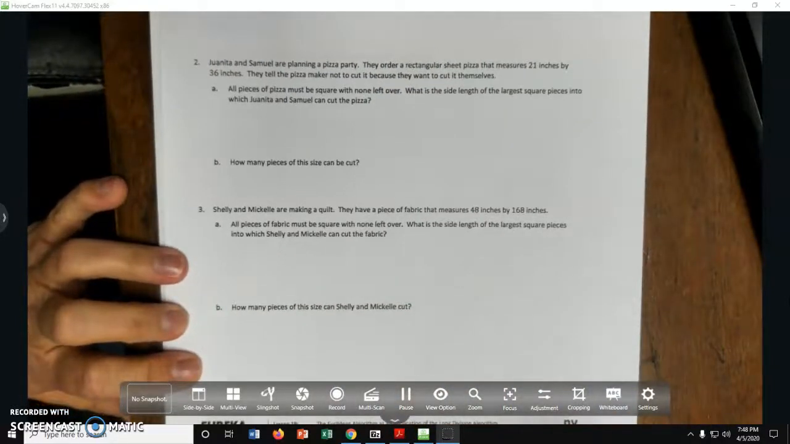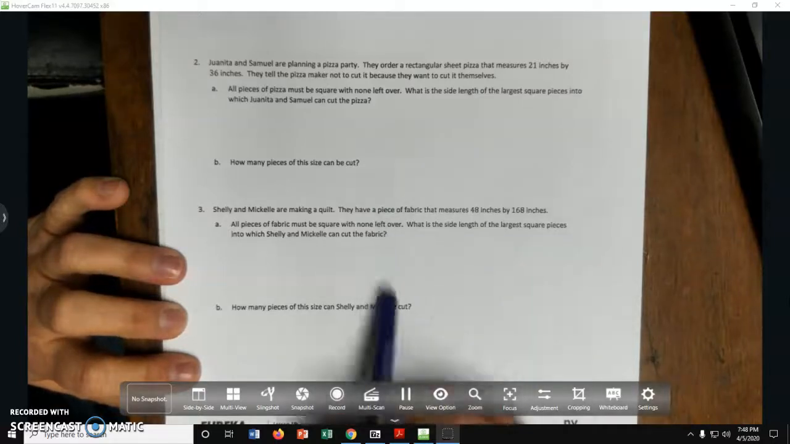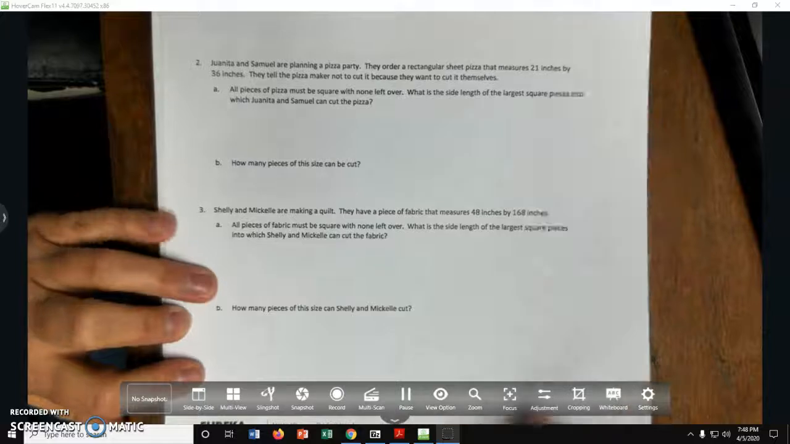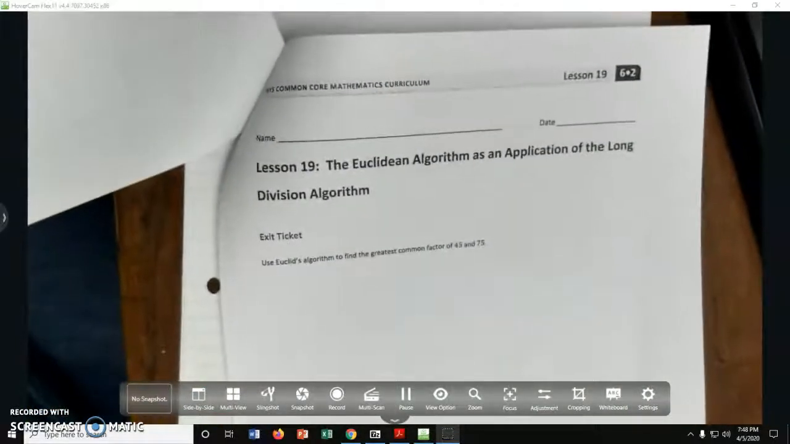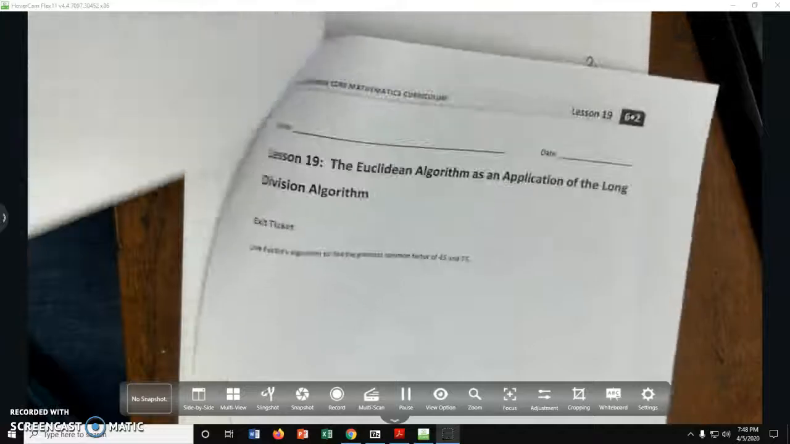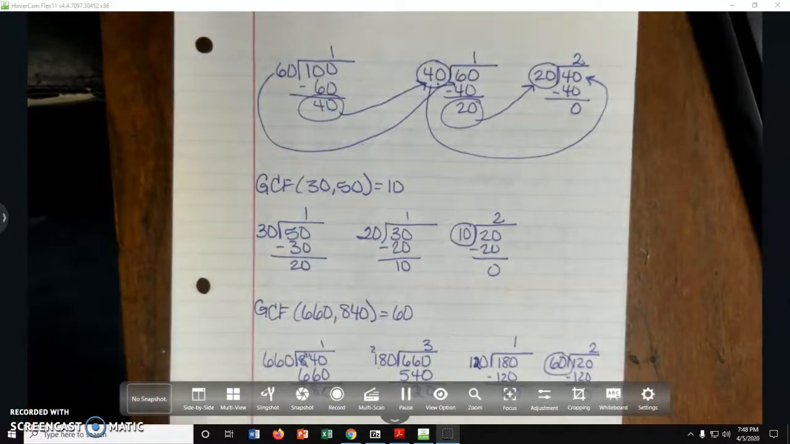Shelly and Mikkel are making a quilt. They have a piece of fabric that measures 48 inches by 168 inches. Same kind of thing as up here. And then you have the exit ticket. 1 question there. So that should not be too difficult at all.